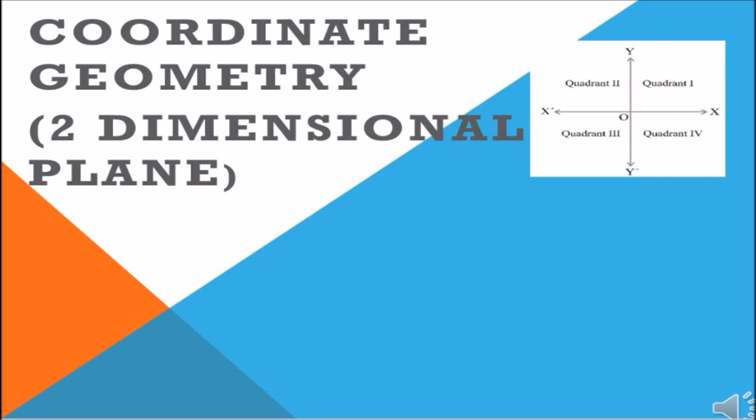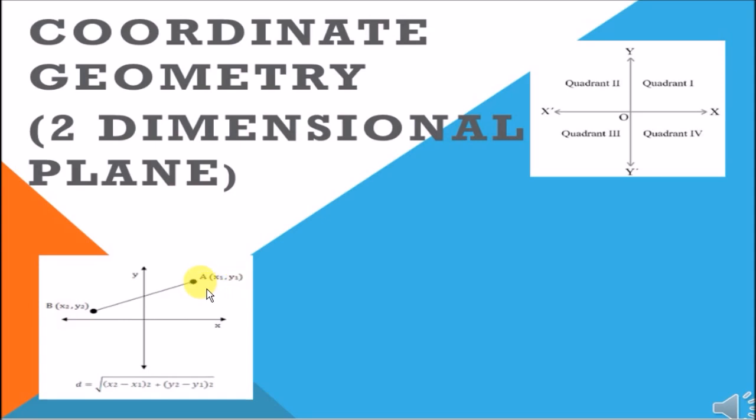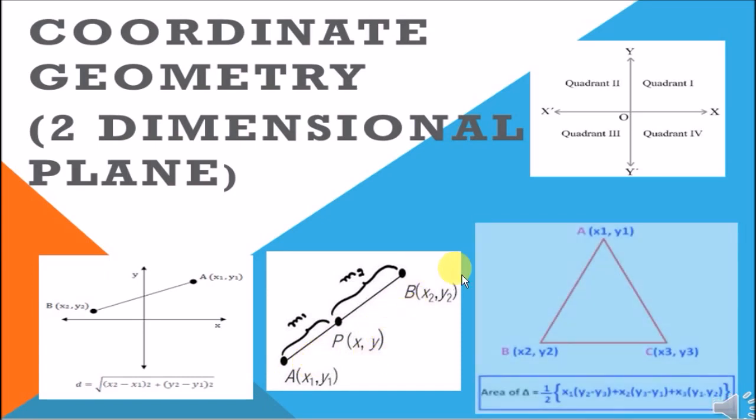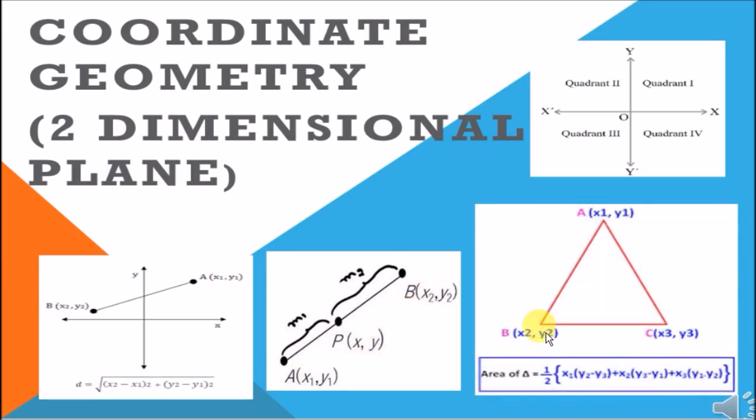There are three sections in the chapter, the first of which is distance formula, the distance between any 2 points that is there on a Cartesian plane. Secondly, we are going to study about section formula, the point which divides the join of any 2 points on a Cartesian plane. And the third thing that we are going to do in this chapter is the area of a triangle. So we'll start with distance formula.